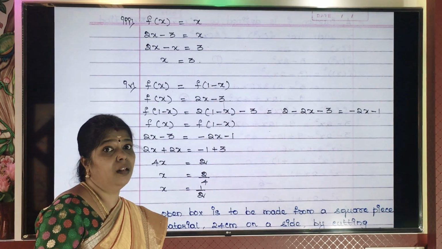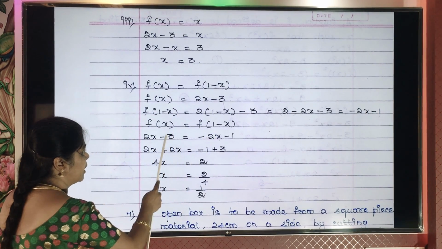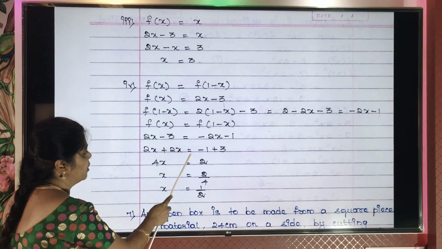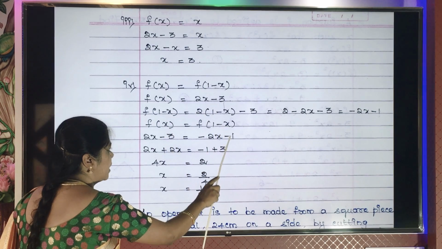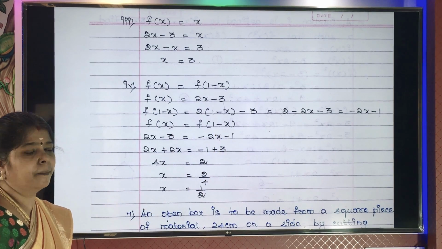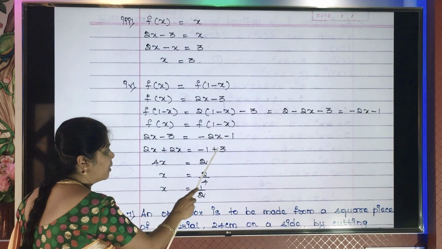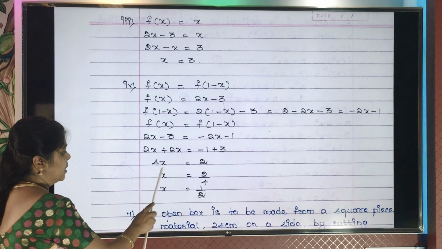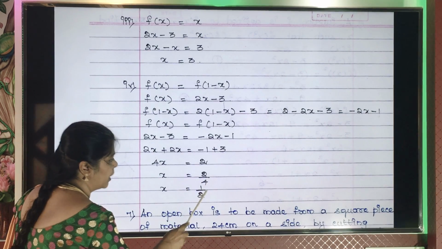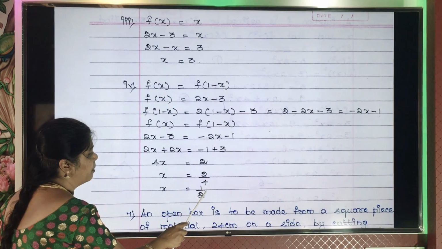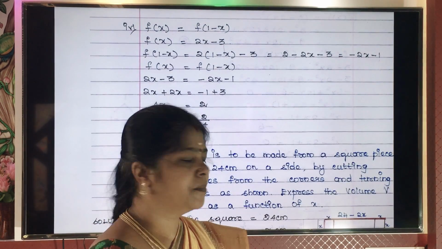As usual, we will take all the variables to one side. 2x minus 2x, bring it to the other side, plus 2x equal to, the number minus 1 is on the right hand side. So take minus 3 to the other side, it becomes plus 3. 2x plus 2x is 4x. What is minus 1 plus 3? It is 2. Therefore 4x is equal to 2. This 4, when it goes to the other side, it will get reciprocated. So 2 by 4, cancel by 2 table. The answer is 1 by 2. Clear? Yes.